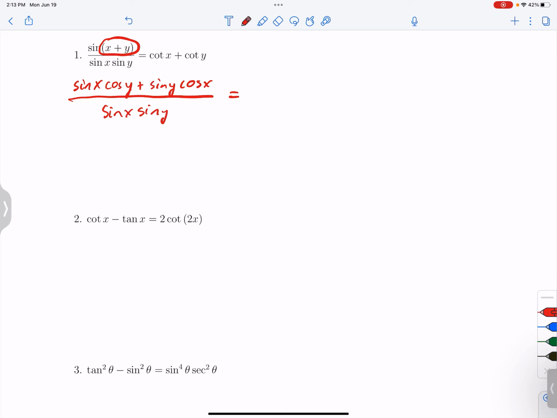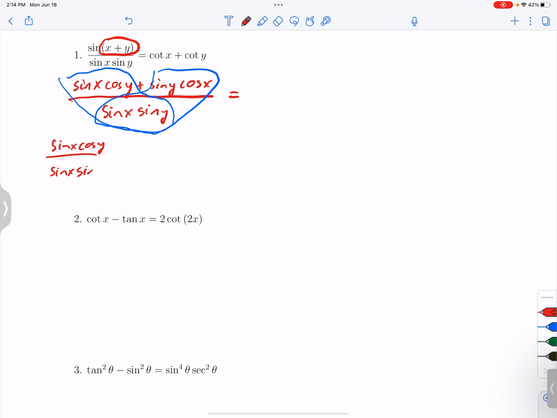Now I'm going to split this fraction into two fractions. So I'll have this fraction and this fraction. I have sine of x cosine y divided by sine of x sine of y, plus sine of y cosine x divided by sine of x sine of y.